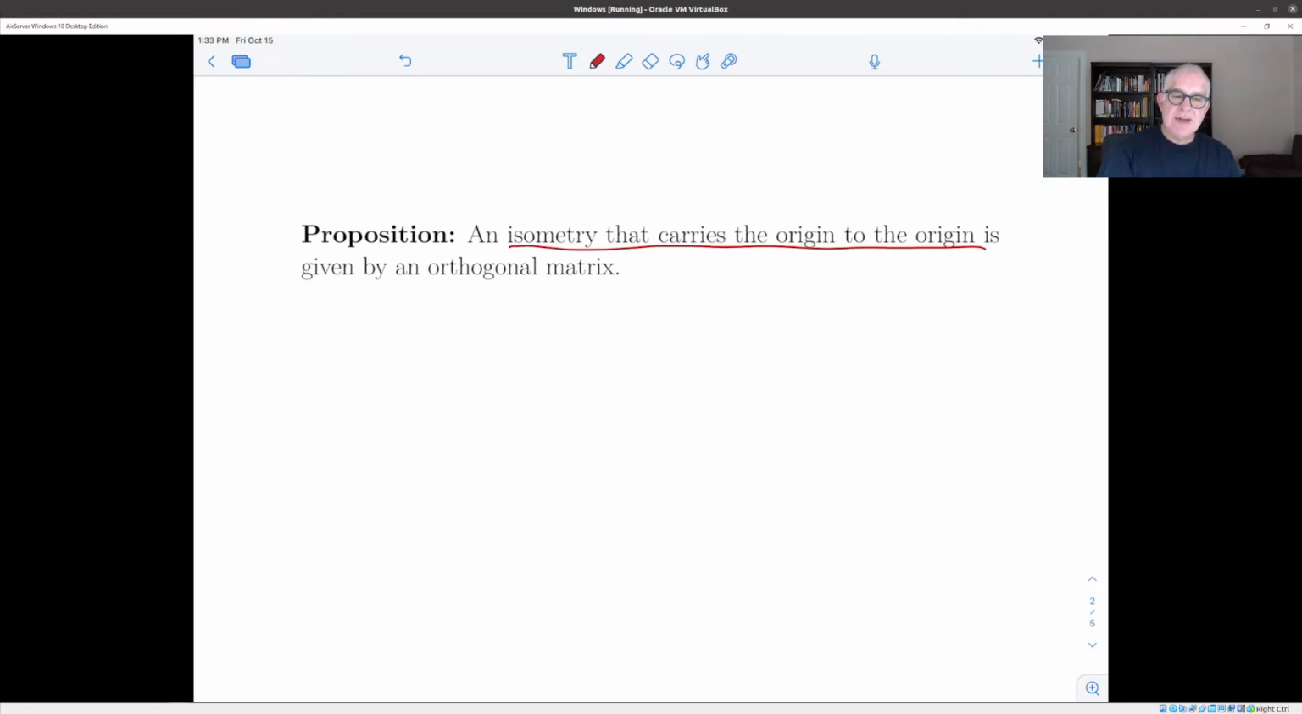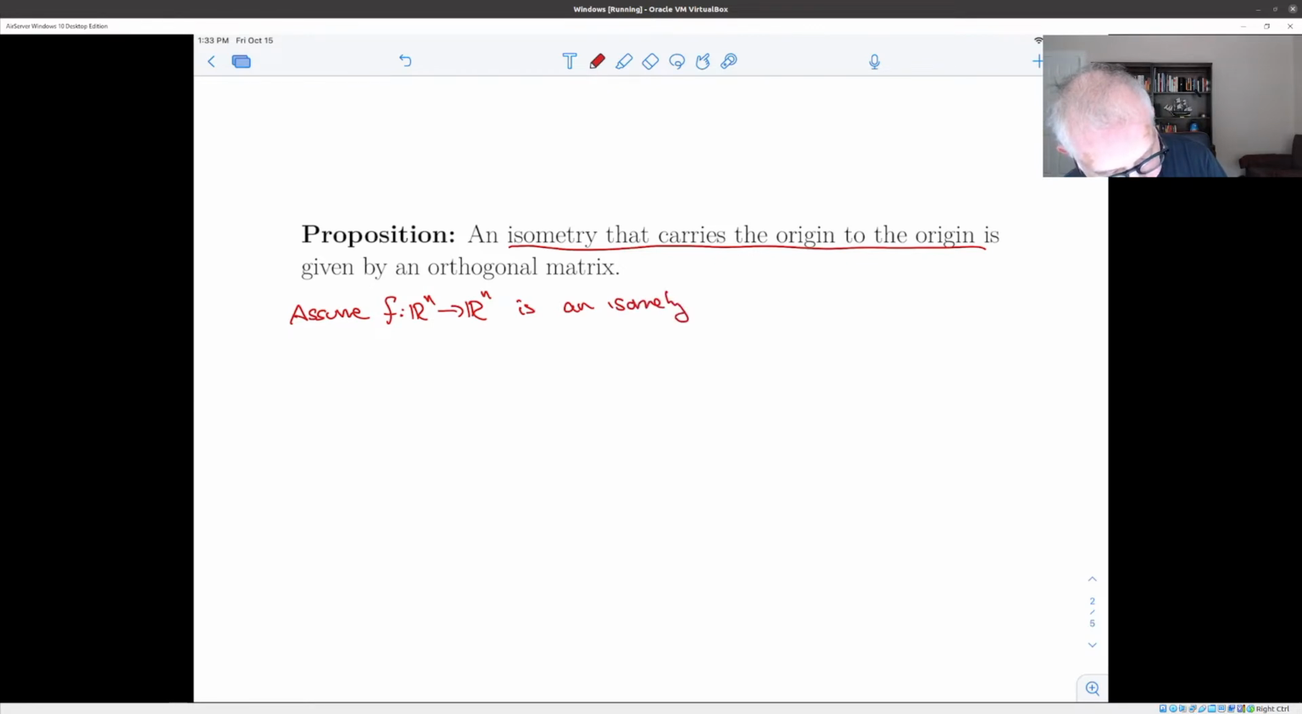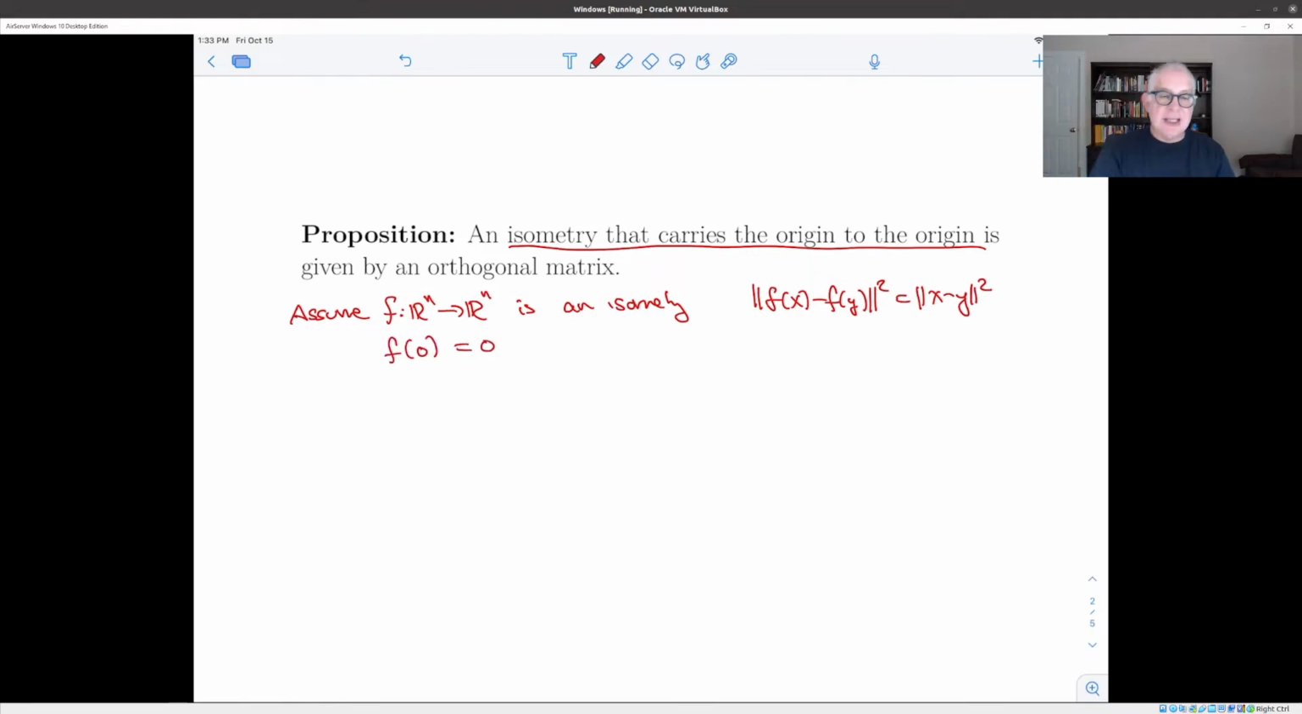So here the key thing is that we're going to assume that f from R^n to R^n is an isometry, so that the distance between f(x) and f(y) squared is the same as the distance from x to y. And we're going to assume that f(0) is 0, but we're not assuming that f is linear. Instead, we're going to show that f is linear.